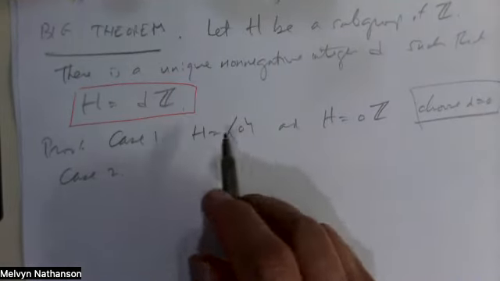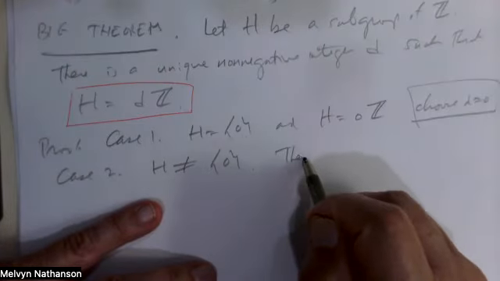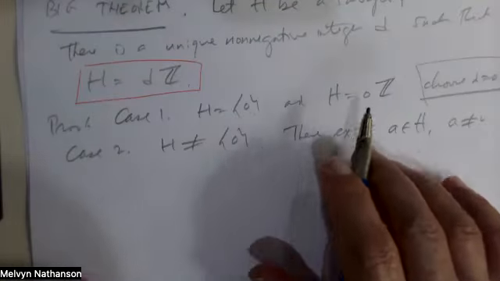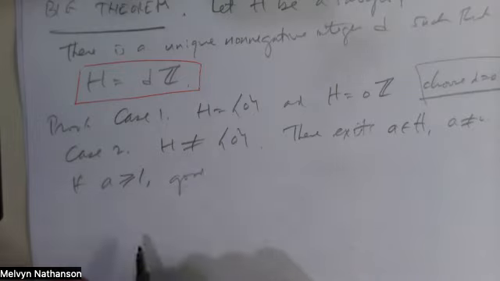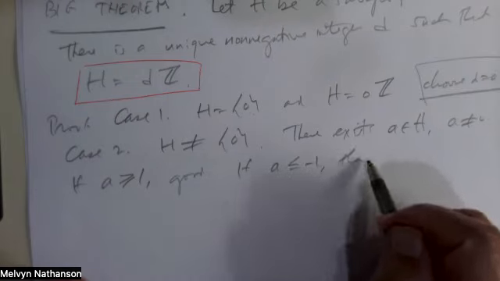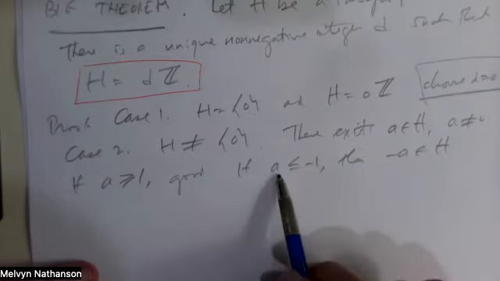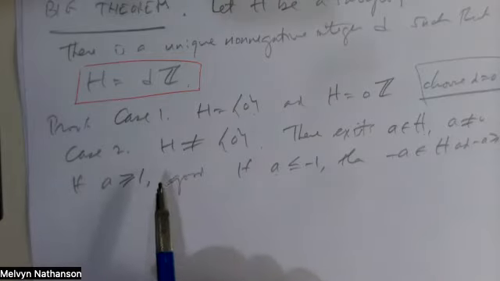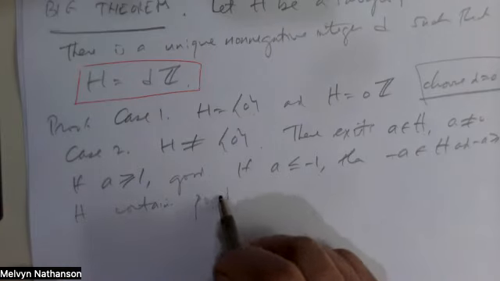Okay. What's the second case? The first case is H contains only 0, so the second case is H does not contain just 0. If H is not just 0, that means there exists an integer a in H different from 0. If a is positive, good. If a is negative, less than or equal to -1, then minus a is in H, because H is a subgroup, it contains the negative of each of its elements. But if a is negative, minus a is positive, and minus a is greater than or equal to 1. So in every case, the set H must contain some positive integers.